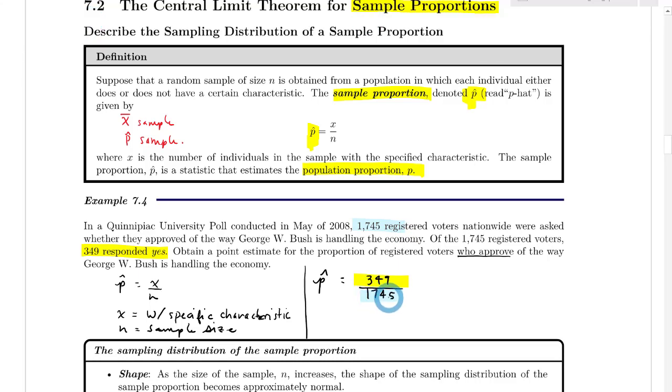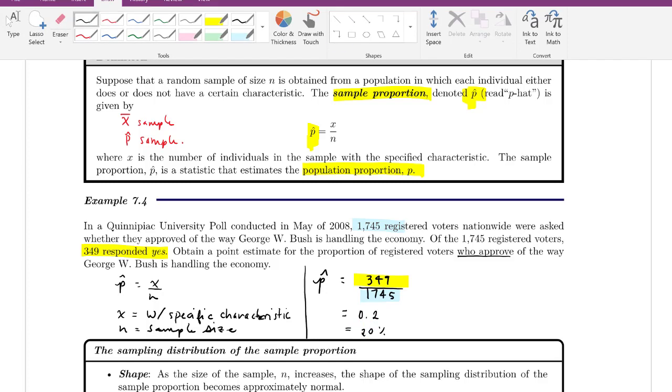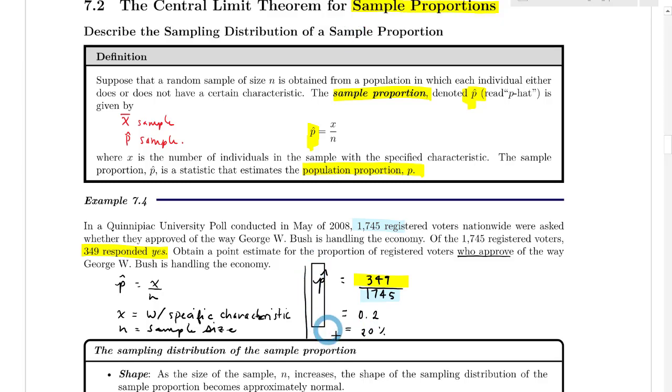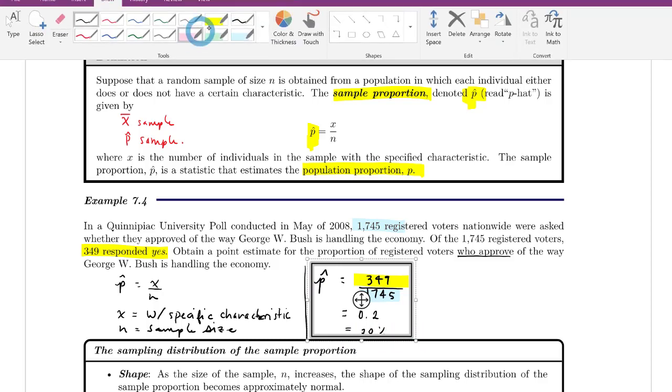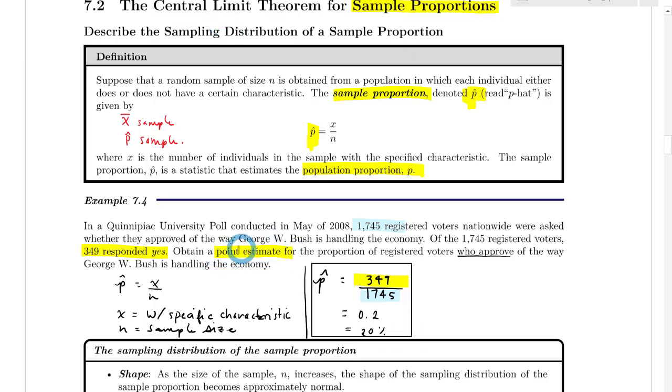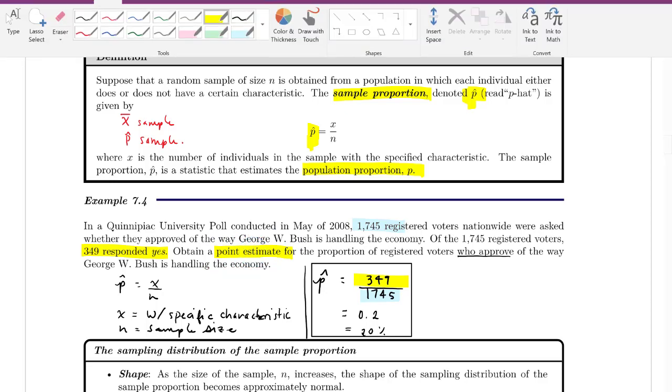Now remember that the fractions could be in decimal as well. So this would be 0.2, and then you could always rewrite it as a percent, 20%. It just depends on what they ask for. But when they say to find a point estimate, the point estimate itself means to find a sample mean or a sample proportion.